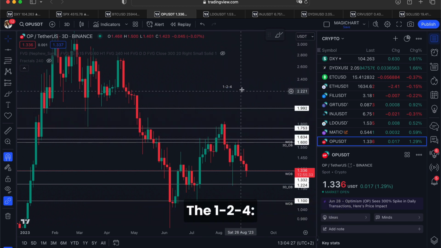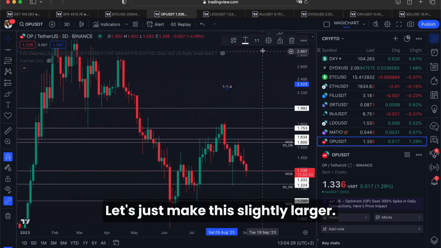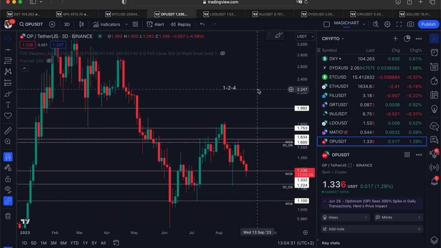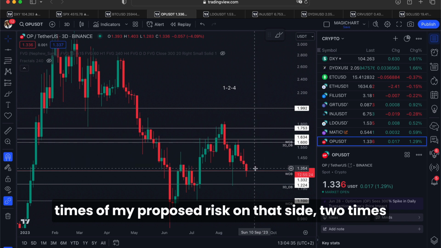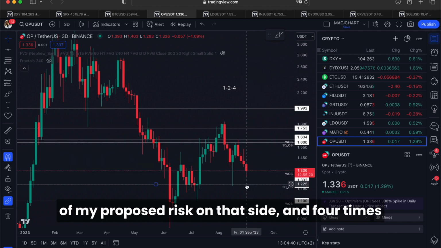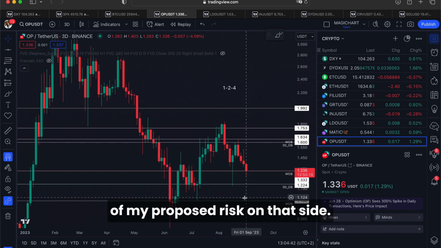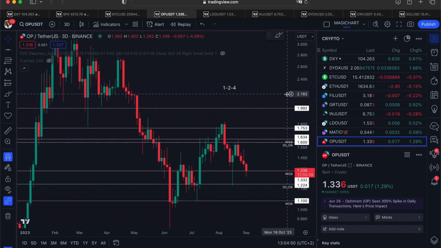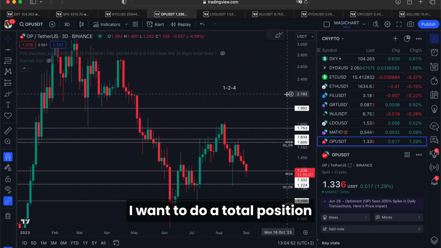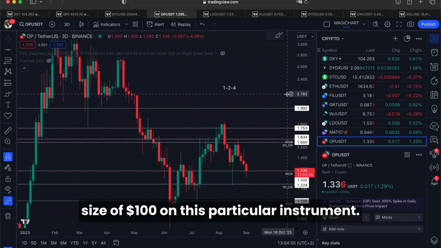Okay, the 1, 2, 4 strategy. Let's just make this slightly larger. So what I will do is I will take 1 times of my proposed risk on that side, 2 times of my proposed risk on that side, and 4 times of my proposed risk on that side. So what does that mean? That means that, let's, for example, say I want to do a total position size of $100 on this particular instrument.